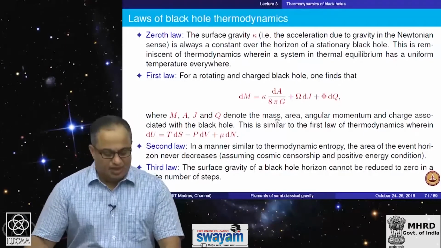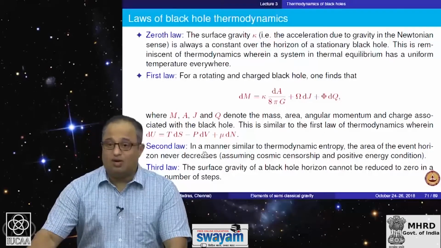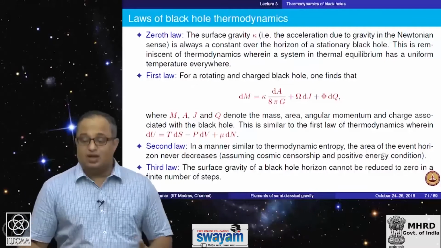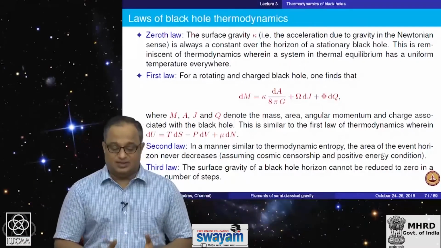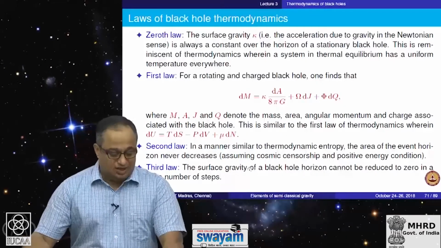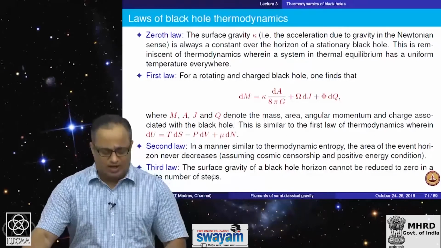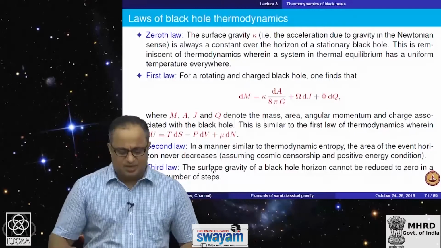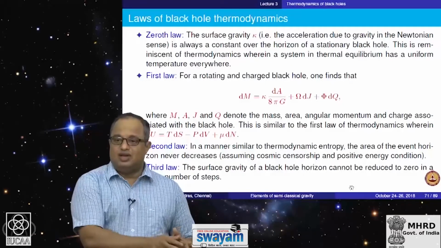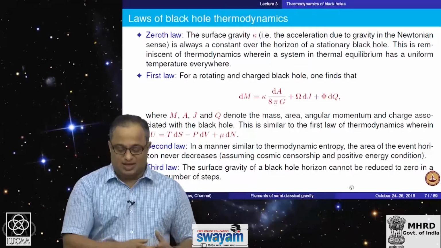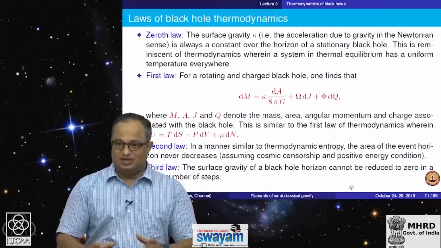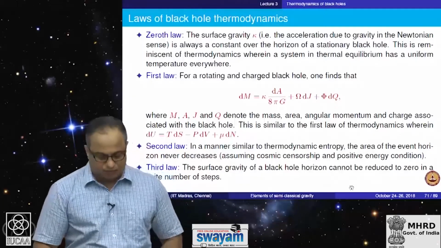thermodynamics, and the second law, as I already mentioned, in a manner similar to the thermodynamic entropy, the area of the event horizon never decreases. And the last, the third law, we do not require it, but nevertheless let me state it here. The surface gravity of a black hole horizon cannot be reduced to 0 in a finite number of steps. What it means is that the temperature cannot be completely made 0 in a small number of steps.